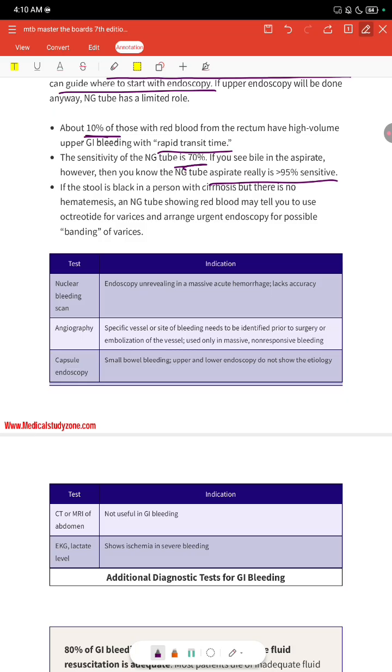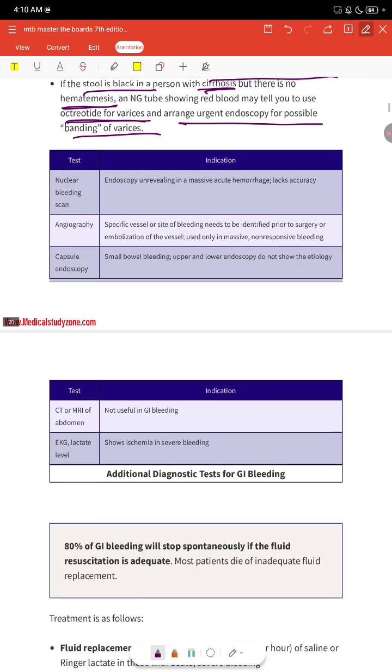If the stool is black in a person with cirrhosis, but there is no hematemesis, that is, no blood in the vomitus, and the NG tube shows red blood, that may tell you to use octreotide for varices and arrange urgent endoscopy for possible banding of varices. That is the point.